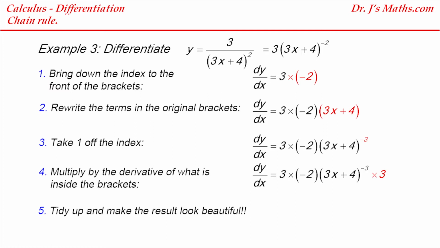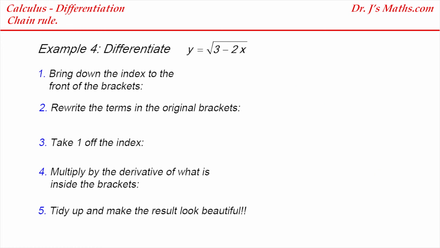We then multiply by what's inside the brackets' derivative. Derivative of 3x is 3 and the 4 is a constant, so it disappears. So we now tidy up. 3 times minus 2 is minus 6, times 3 is minus 18, times (3x plus 4) to the minus 3, which we'll write straight away as minus 18 over (3x plus 4) all cubed.